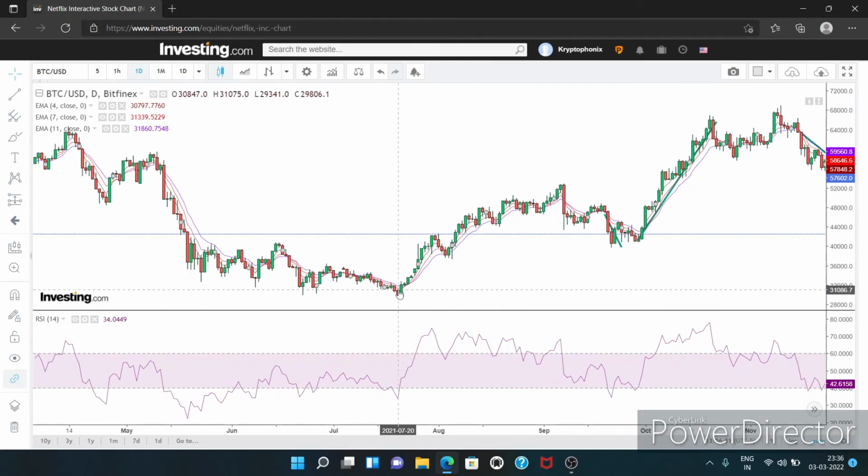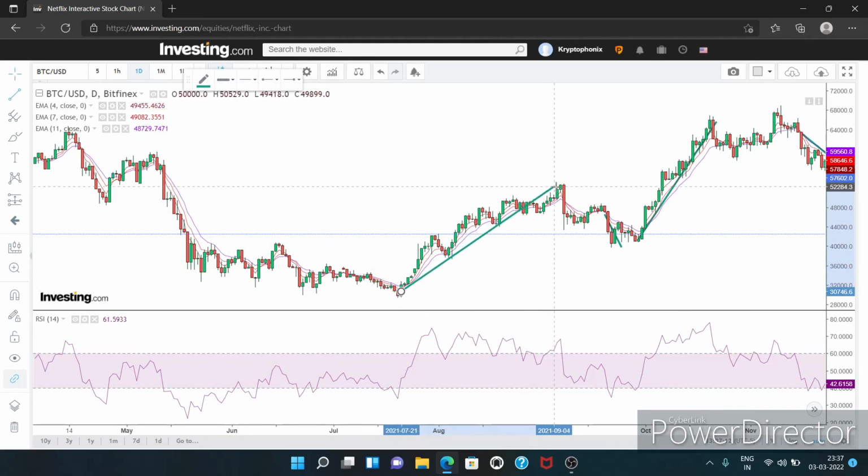This point right over here, a buy crossover was formed where the 4 EMA is at the top, 11 EMA at the bottom, 7 between both. Also, the RSI being between the 60-40 band. Signal to buy, result was a good up move.